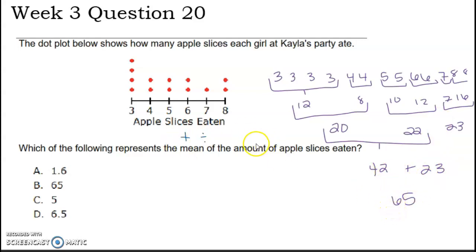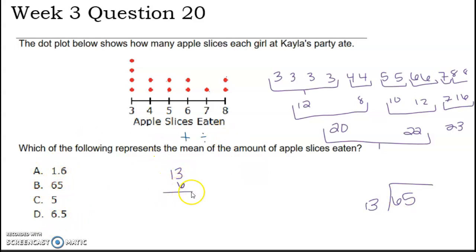Now add and divide for the mean. So I have to divide by how many numbers I had. There were 1, 2, 3, 4, 5, 6, 7, 8, 9, 10, 11, 12, 13 girls. So we have to divide by 13. I'm just going to make myself some room. 13 goes into 65. I do not know. I'm going to go with one of these answers. I'm guessing it might be 6.